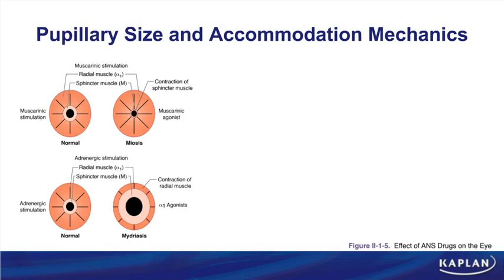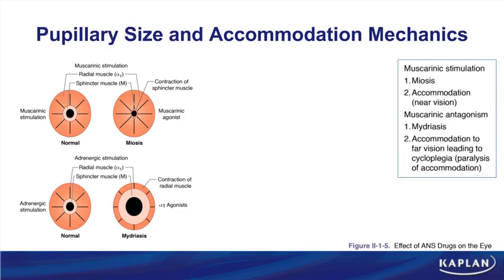Next, we want to look at pupil size and accommodation mechanisms. First, let's start with the parasympathetic effect on pupil diameter. The parasympathetic effect is mediated by activating muscarinic receptors. M3 receptors are found on the sphincter muscle of the eye. When I stimulate those M3s, I contract the sphincter muscle, and that causes miosis. So that is your parasympathetic effect on pupil diameter.